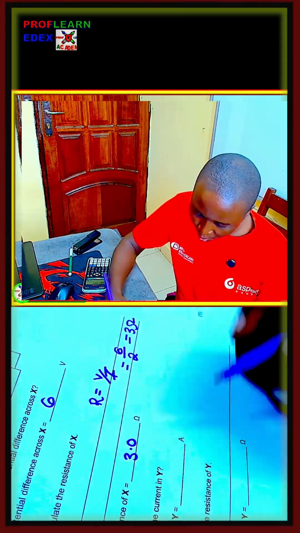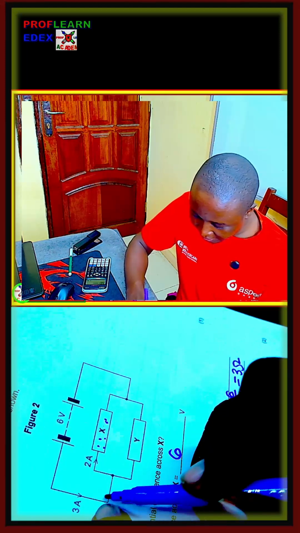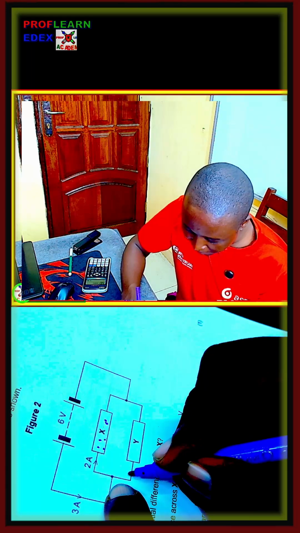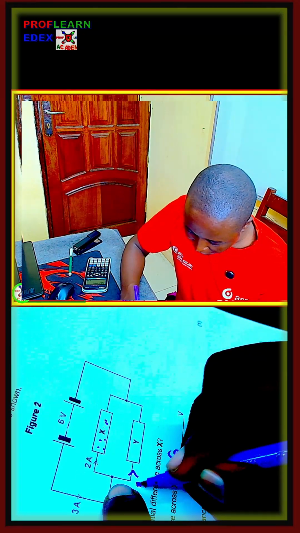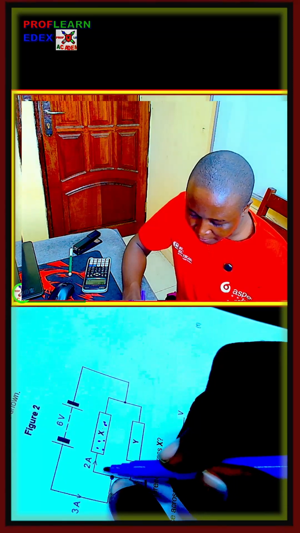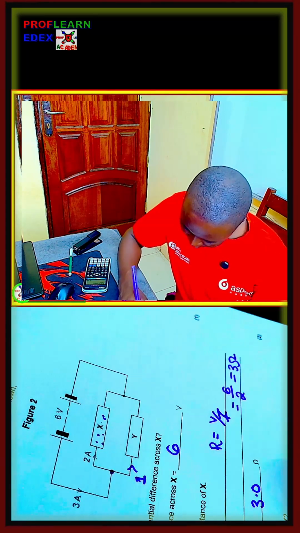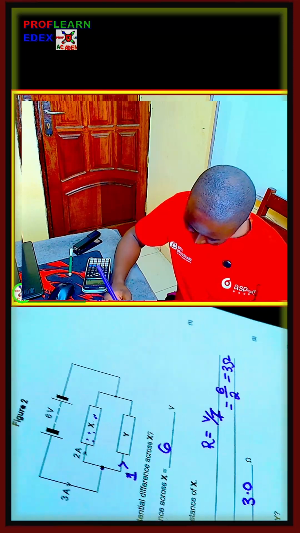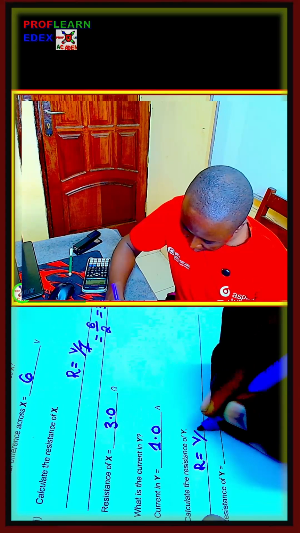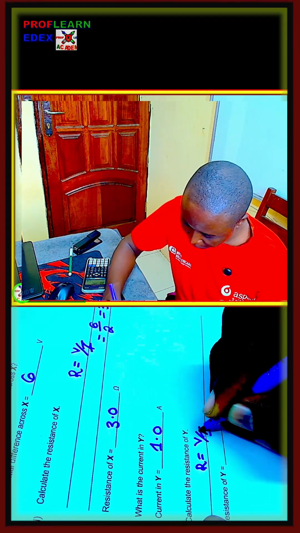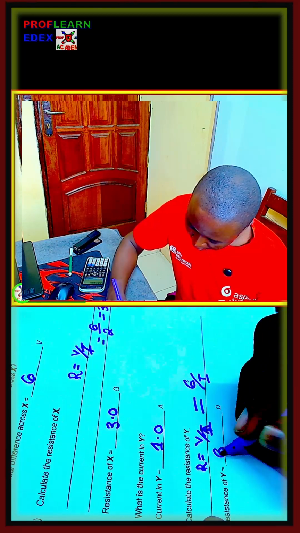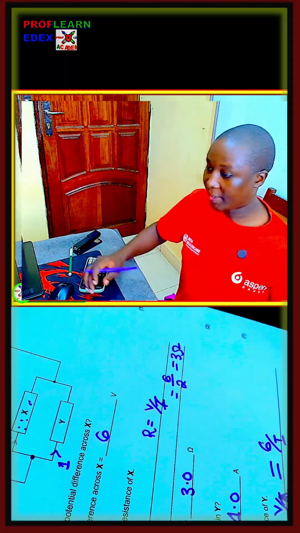What is the current in Y? The current getting here is 3, and if 2 has gone this side, then 1 ampere must go this side, because the current getting into the junction is 3 amperes. As it splits, 1 must flow through this one, and that is 1.0 amperes. Calculate the resistance of Y. Resistance, we have said, is voltage over current, and our voltage is 6 divided by 1, and that is going to be 6 ohms. And then you are done with that.